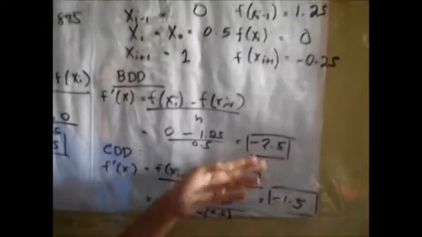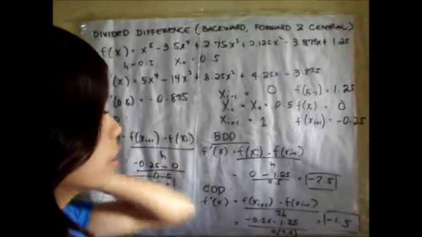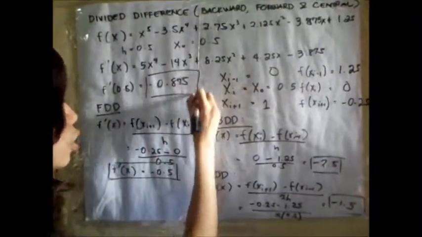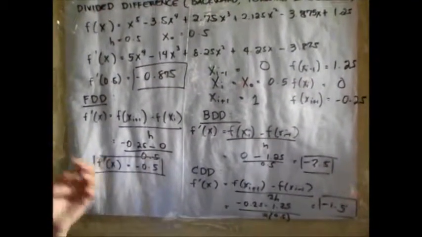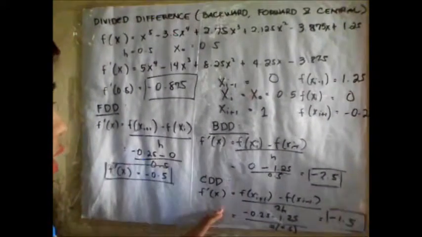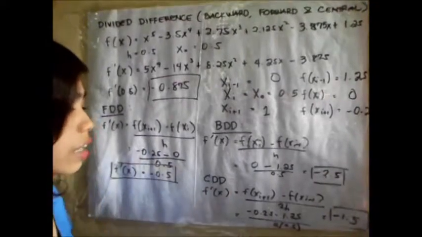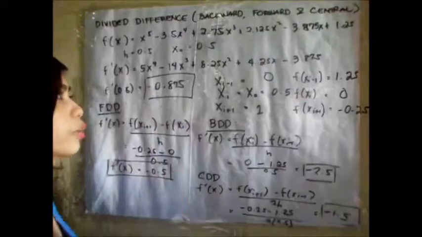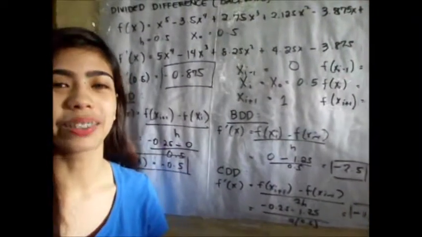Based on the values that we got from those different kinds of divided difference, the true value is this one. As you can see, the closer values are the forward divided difference and the central divided difference. But it is close enough to the central divided difference. As you can see, it is negative 1.5 and the true value is negative 0.875. So that's all for this topic. Thank you.